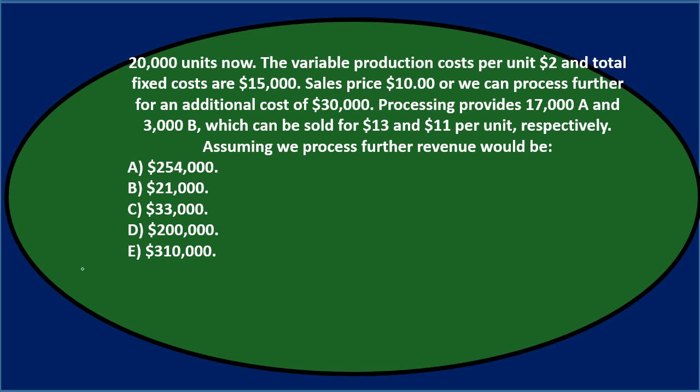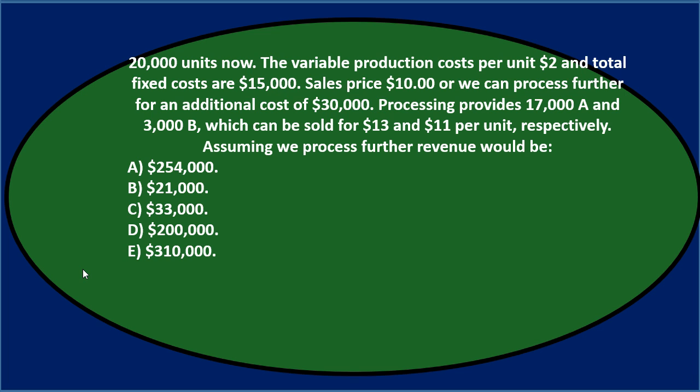20,000 units now. The variable production costs per unit are $2 and total fixed costs are $15,000. Sales price $10, or we can process further for an additional cost of $30,000. Processing provides 17,000 A and 3,000 B, which can be sold for $13 and $11 per unit respectively. Assuming we process further, revenue would be what?